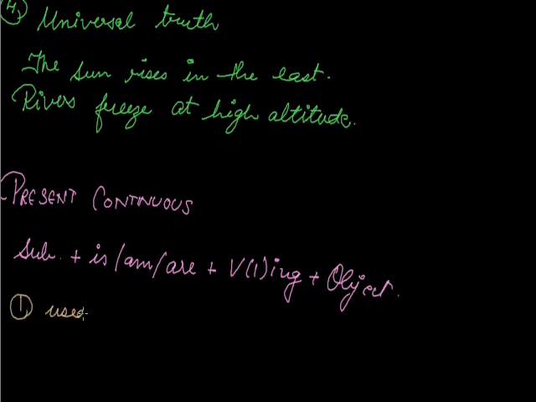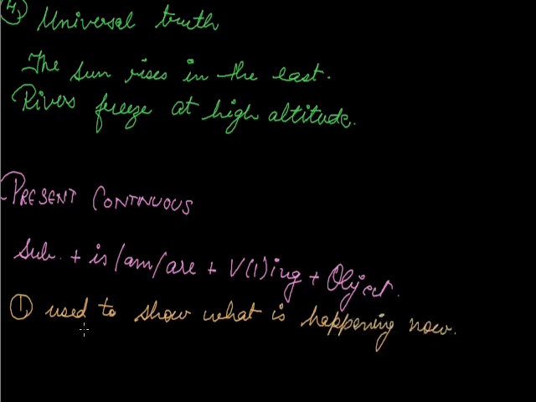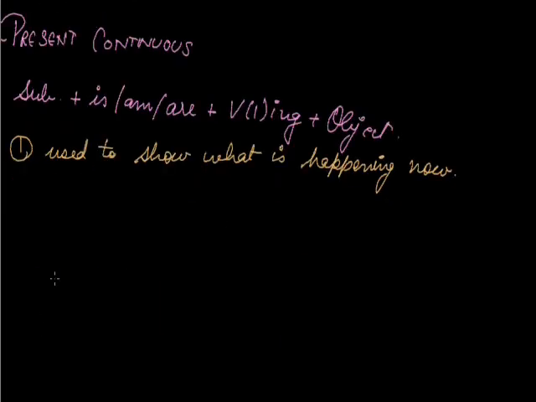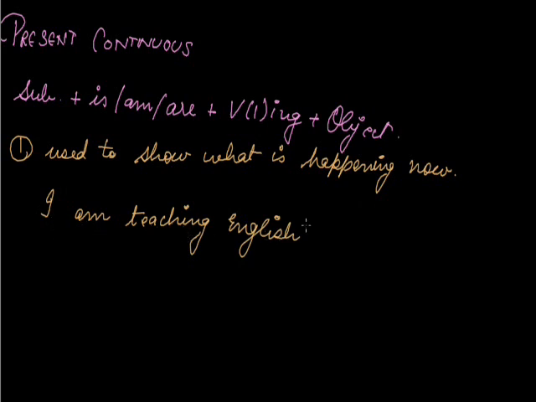First, it is used to show what is happening now. It means what you are doing at the time of speaking comes under present continuous. For example, if I say I am teaching English, you can see the sentence structure: subject, am, verb with ing form, then the object. I am teaching English. And a second example, you are reading a book. So we can see that what you are doing at the time of speaking comes under present continuous.